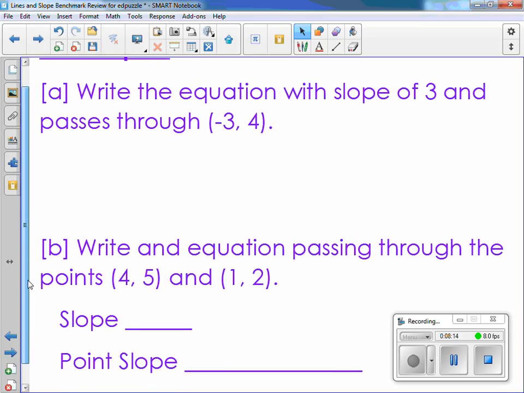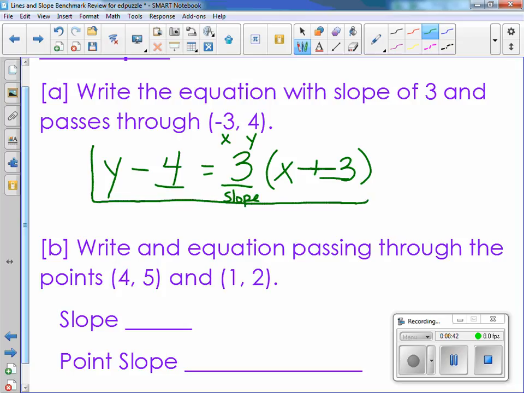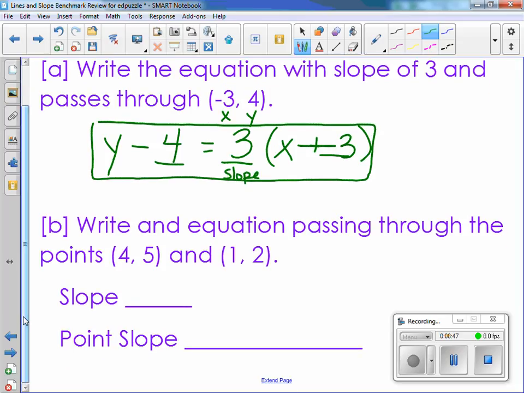So first one is they give you the slope and the point. And you need to write it in point slope form, which is y minus y1 equals slope times x minus x1. So all you have to do is fill in where the slope goes. The slope goes right here in front of the parentheses. And then negative 3 is your x, 4 is your y. So y's 4 and x is negative 3. Two negatives make a positive, and you've written an equation. You could convert that if you want, but you can also just leave it in point slope form.